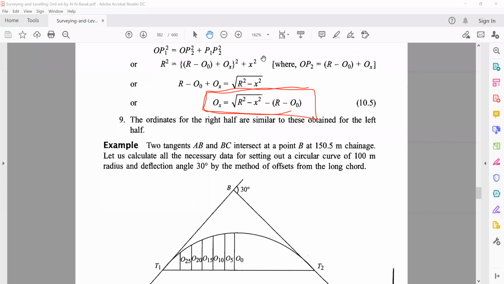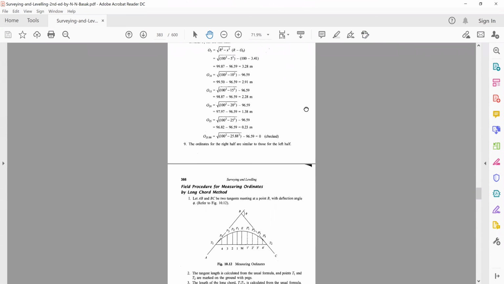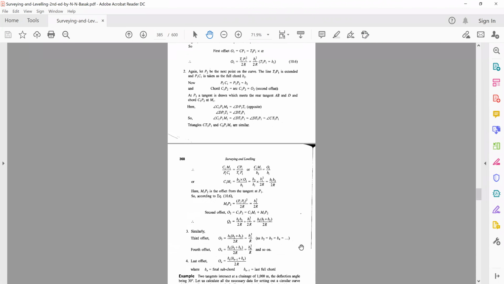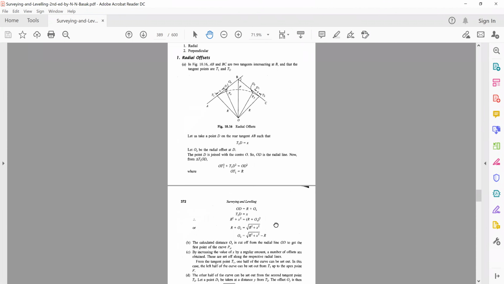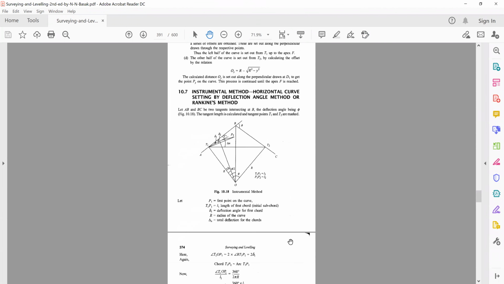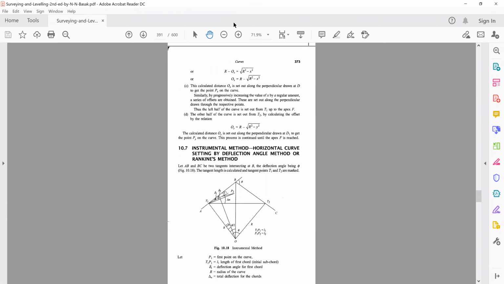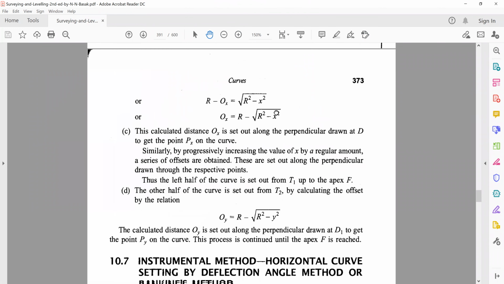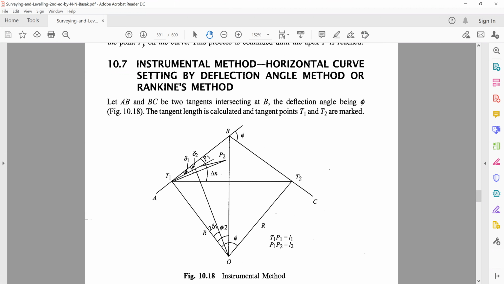Other methods, we won't go into them because they're not included. We will switch to the method that we will be using in the lab, which you will actually use to lay out the curve in the field, which is the last one. So let's just quickly go on to that. So which is this one? The horizontal curve setting by deflection angle method, or Rankine's method.